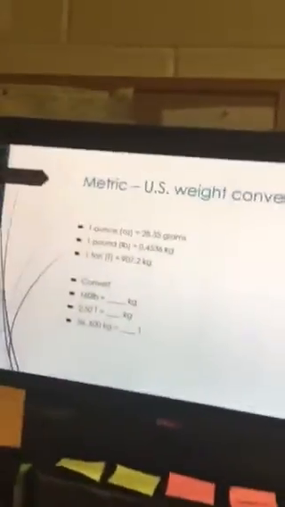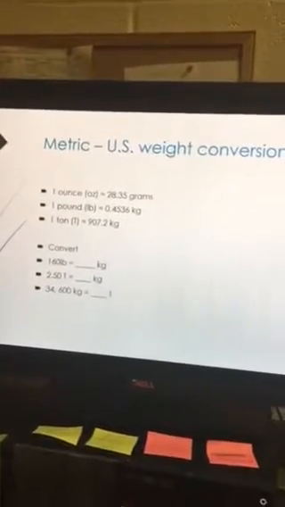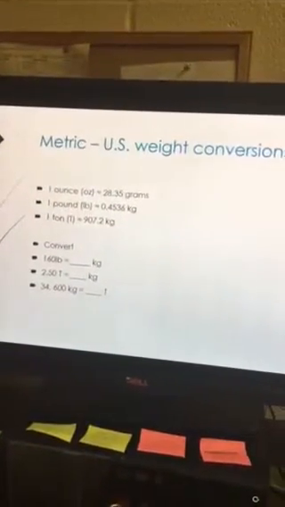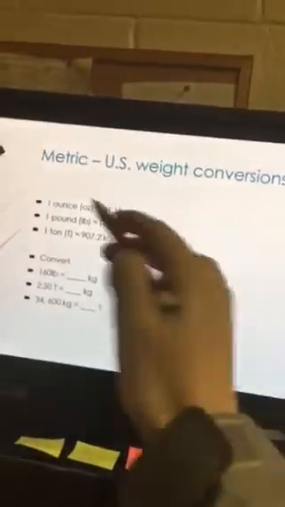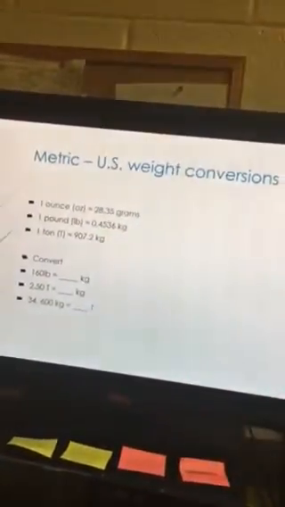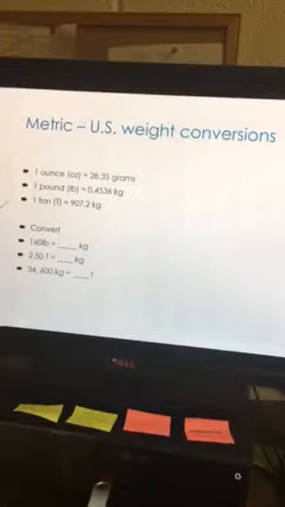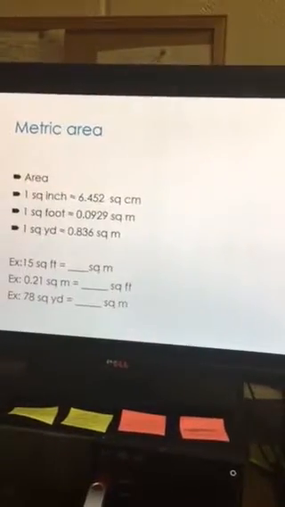The next one is U.S. weight conversion. So ounce to grams, pound to kilograms. When it has that little squiggly line up there, it's just an approximate, so it's not quite exact, but you do those conversions the same way.